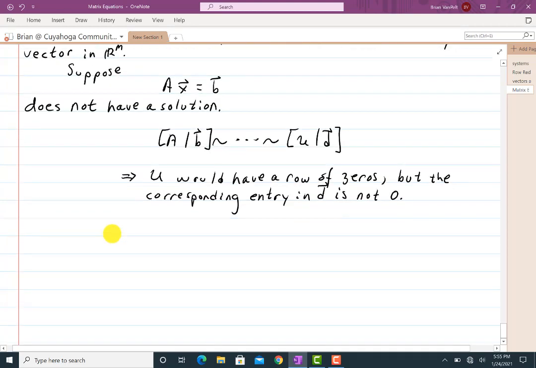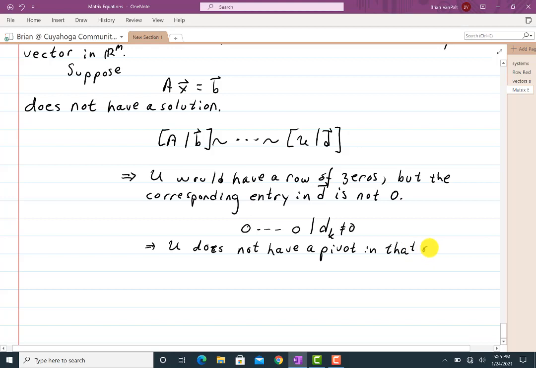So the only way we don't have a solution is when we have something like this. And then you would have to have, let's call it D sub k like I had before. Well, we know that this cannot happen, because this would mean that U, remember this is supposed to be in echelon form, has a row of zeros, which means that it could not have a pivot in that row. That implies U does not have a pivot in that row. So I've reached a contradiction.